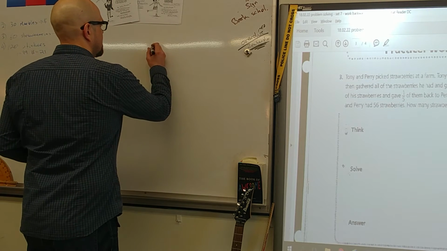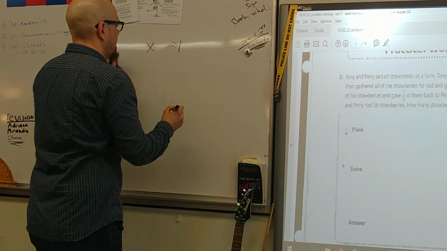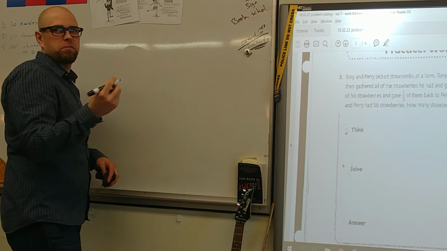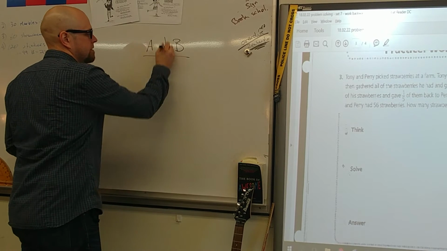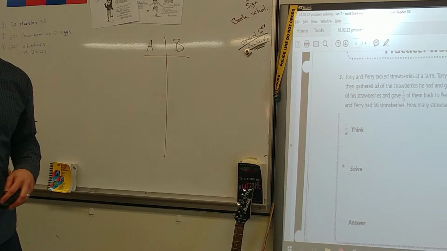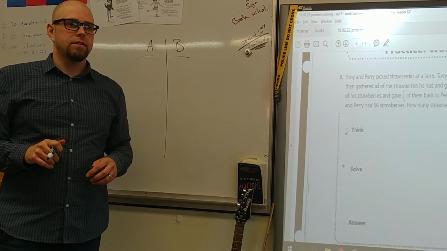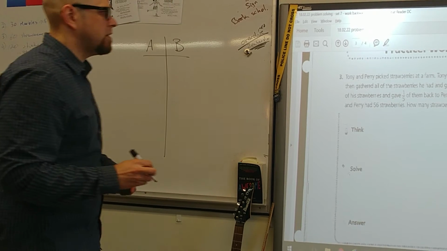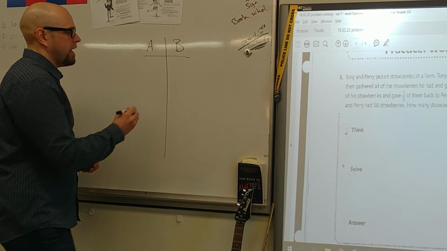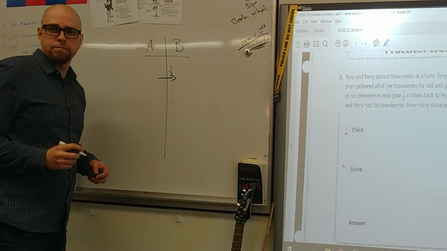Do number X. Let's do A and B. Let's go back to Andy. We've got Andy and Bobby, and Andy and Bobby, they're egg farmers. And they've got all these eggs. Now, at one point, Andy gives 1/3 of his eggs to Bobby.